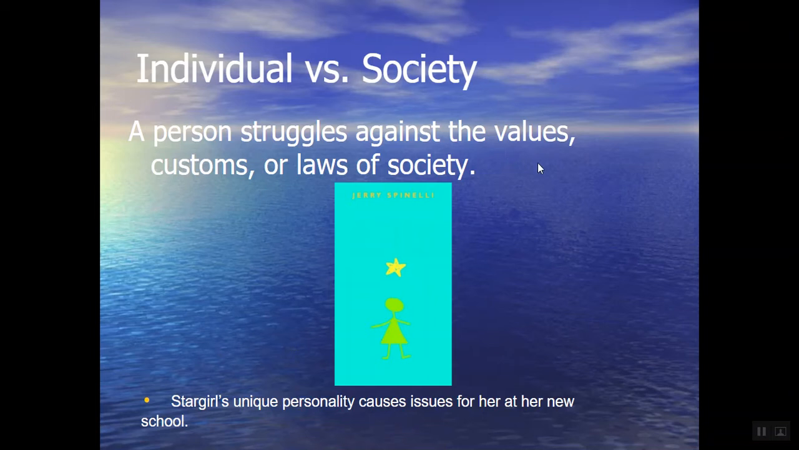Individual versus society. A person struggles against the values, customs, or laws of society. Okay, so when somebody's not accepted, you can think about the story we read of Ray Bradbury when the kids were in Venus, right? Margot was not accepted by the other kids because she was raised on Earth while they were all raised on Venus, and they didn't accept her, and therefore they locked her in a closet, or I think it was a locker.